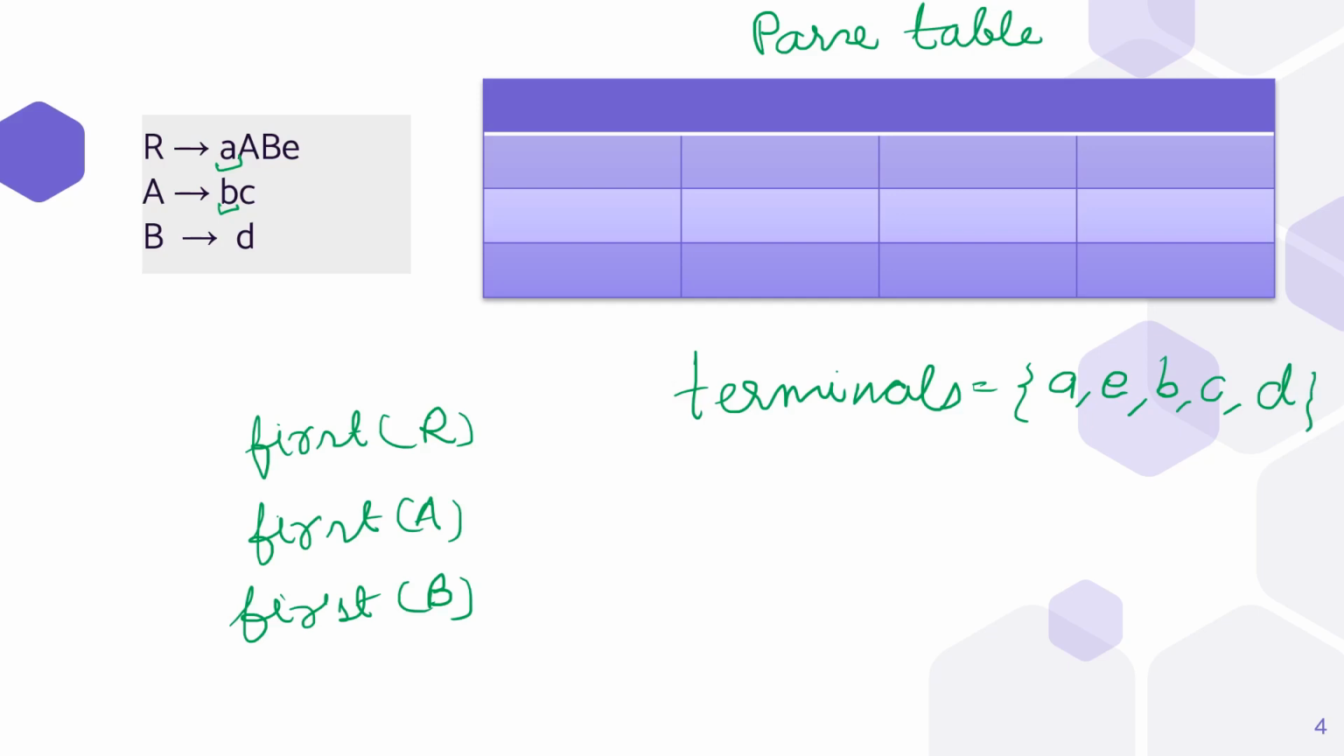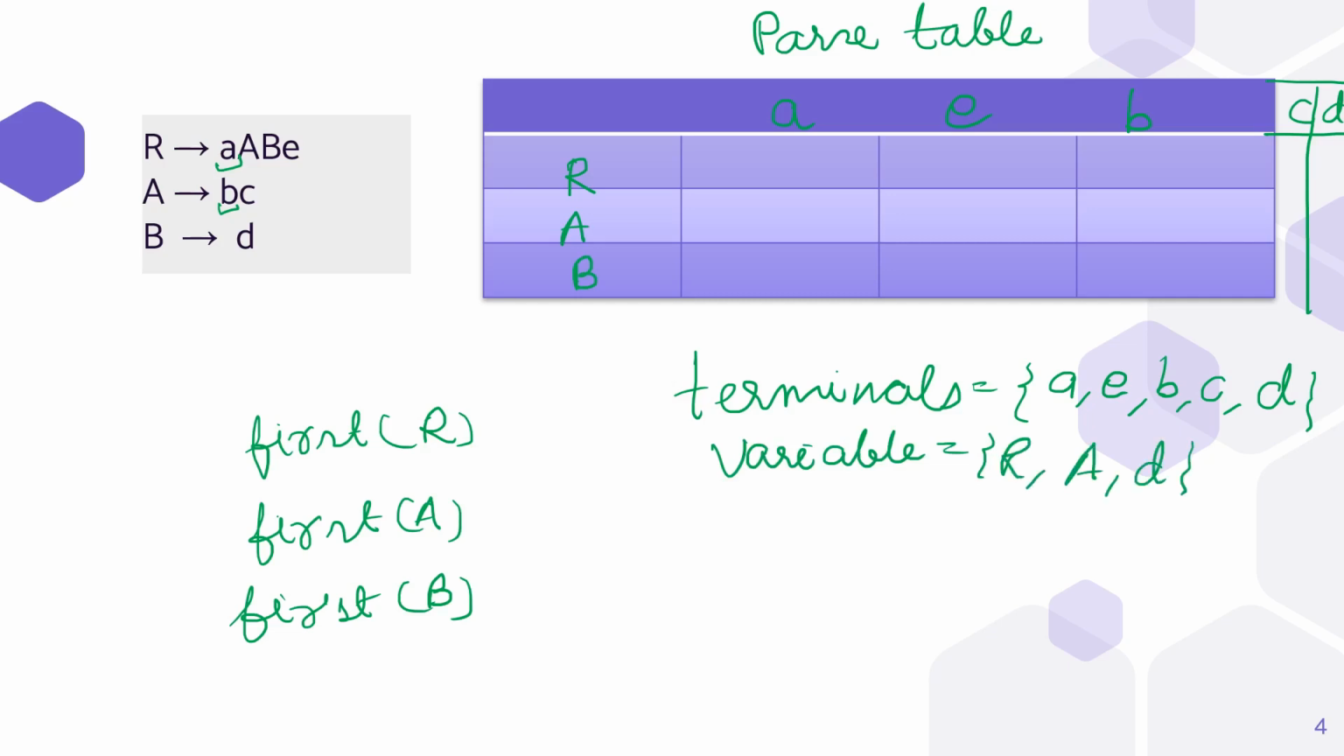So what we would do is write these terminals in the columns. So here we would write a, e, b, c, d. Okay, so here we would write it like this, and here we write the names of the variables. What are the variables that we have? The variables that we have are R, A and B. Okay, so here the first step is to find first and follow.